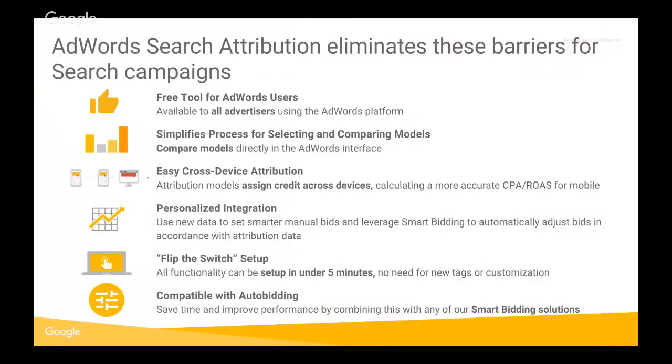Now, if you take a look at AdWords search attribution, it's actually going to help you make this entire process of understanding which of those conversions are better easier, because it's compatible with your auto bidding. It's a free tool that's available on your interface. You'll be able to compare the impact of various models for each of your keywords, and integrate your cross-device attribution as well, and see the credit not just across various keywords, but also across various devices. And this does lead to more accurate CPA or target ROAS for mobile. You can personalize the same by setting smarter manual bids and using smart bidding so that you're able to adjust your bids in a way that leads to more conversions.